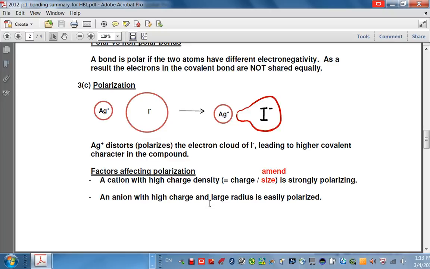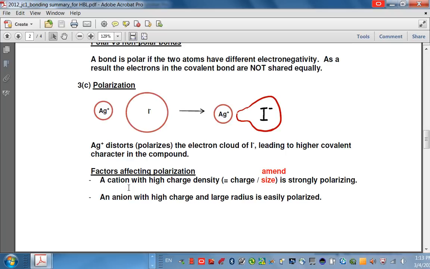Okay, I'm continuing from part 2 of the recording. So just like I already explained what is polarization, now I'll go on to explain the factors that affect the extent of polarization. Okay, so we have to look at the cation.